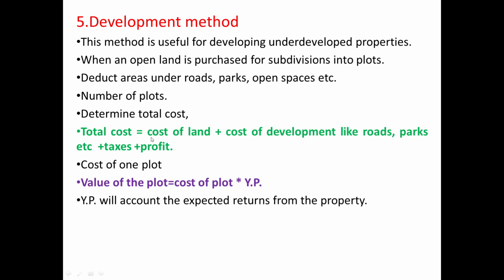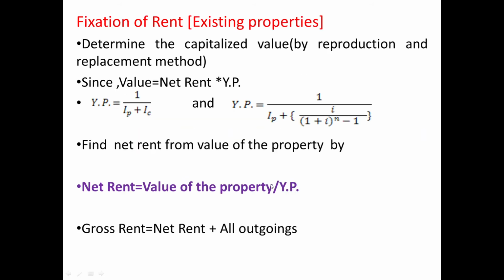Then the total cost will be the cost of land, the cost of development like roads, parks, etc., taxes, profit, all these things. Total cost is divided by the number of plots that can be made available. We work out the cost of one plot, and then the value of the plot, so that the plot can be sold in the open market, is determined by the cost of one plot obtained as above, multiplied by years purchase.